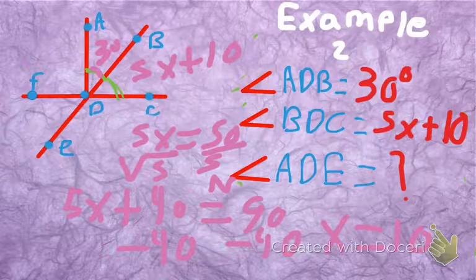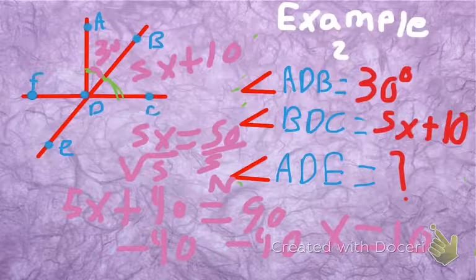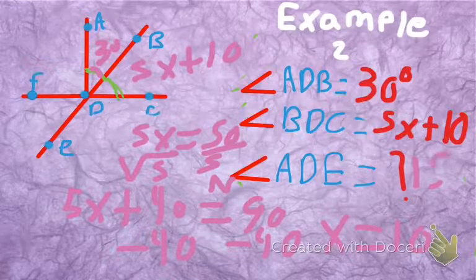And this one is the same, but angle ADE and angle ADB make a linear pair. So what you do is you subtract 180 minus 30, and then you get 150, just like in the last slide. So that'd be 150 degrees.